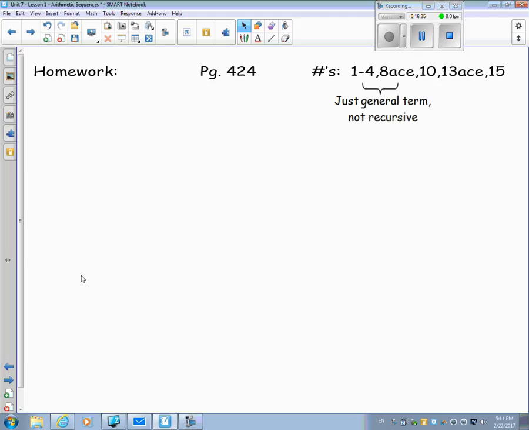Okay, homework, some things to try. Some of the questions in the book talk about something called recursive. Don't worry about that. Just find the idea of a general term, the equation for me. That's all we need for this.